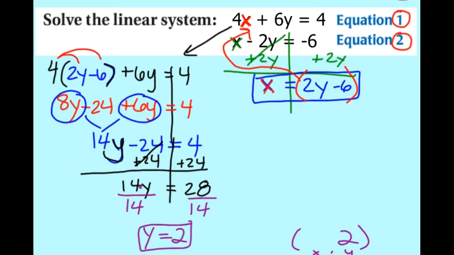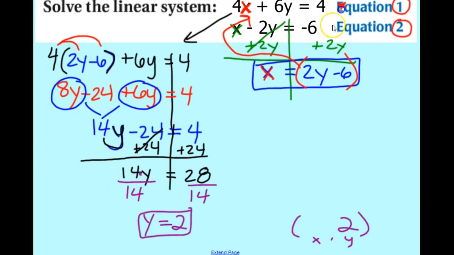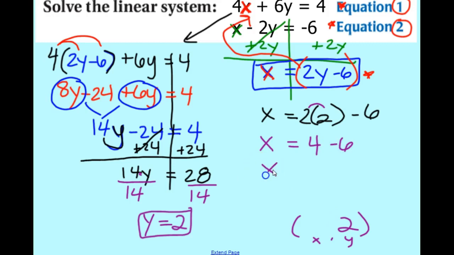But now we need to figure out what x is. You can plug it back into equation 1 or equation 2, or the equation you rewrote, because equation 2 really is the same thing here. We just moved one to the other side. I'm going to use the one that I rewrote because it's easier to find out what x is, because x is all by itself already. So 2 times y, and y is 2, and then minus 6. Order of operations tells me to multiply first. 2 times 2 is 4. So 4 minus 6, which is just negative 2. So my answer is negative 2, comma 2.